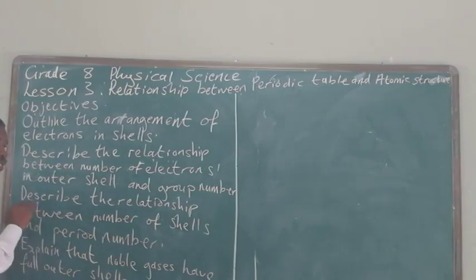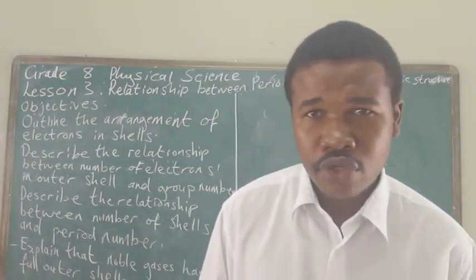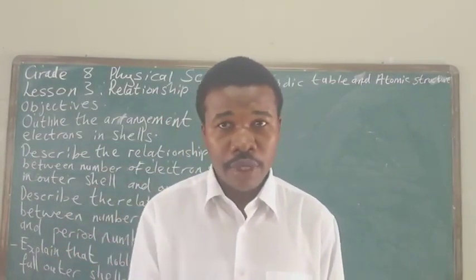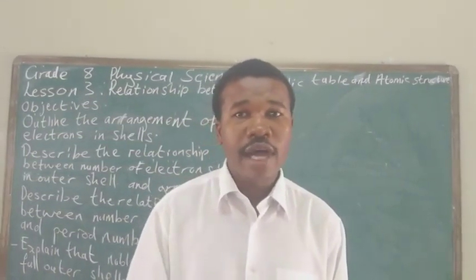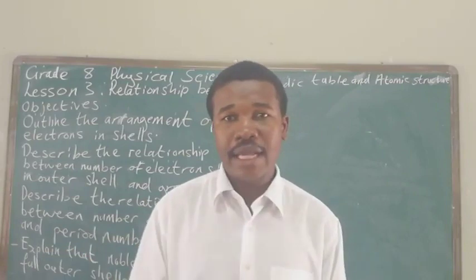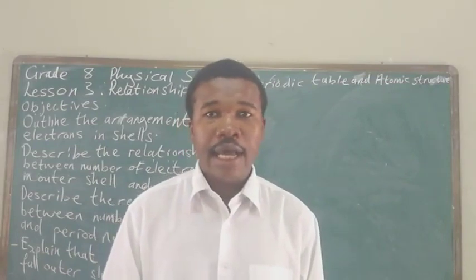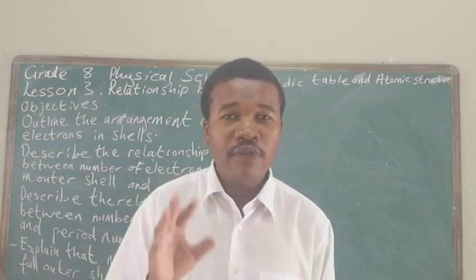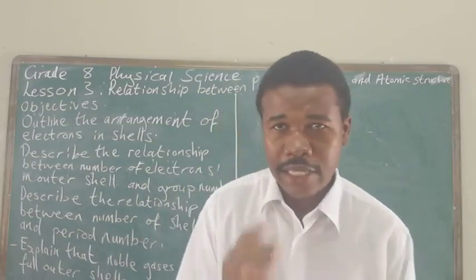We should also be able to describe the relationship between the number of shells and the period number. So if we're able to tell the number of shells on an atom, then we should also be able to determine which period that atom is found in. Finally, we will also talk about group 8 elements, the noble gases. I'm sure by now you have looked at your periodic table several times and you now have an appreciation of it.